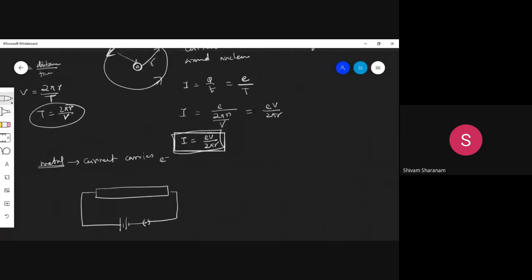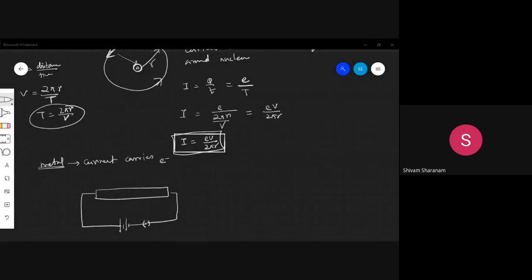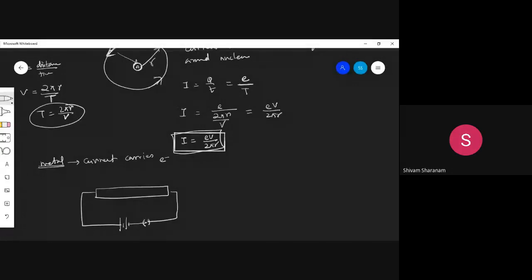In which direction will the current flow? Clockwise or anti-clockwise? Clockwise, because current flows from positive to negative, right? In this direction the current will flow. That is the direction of current, I direction. Okay.